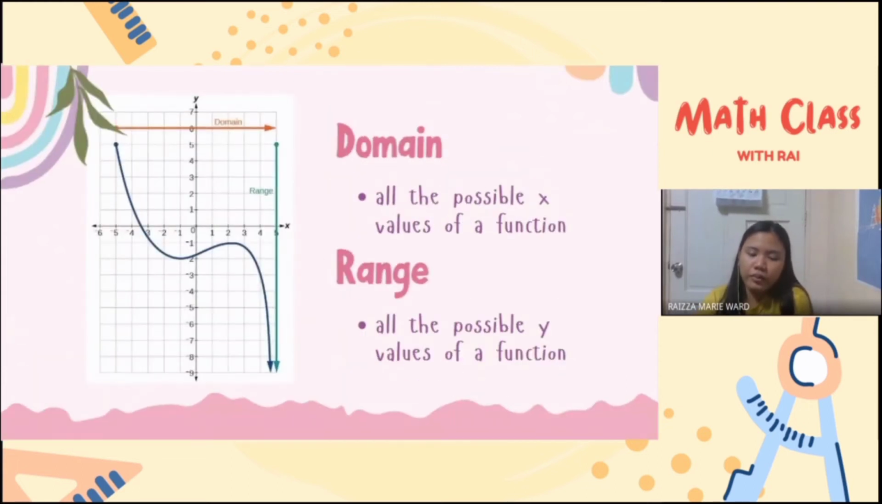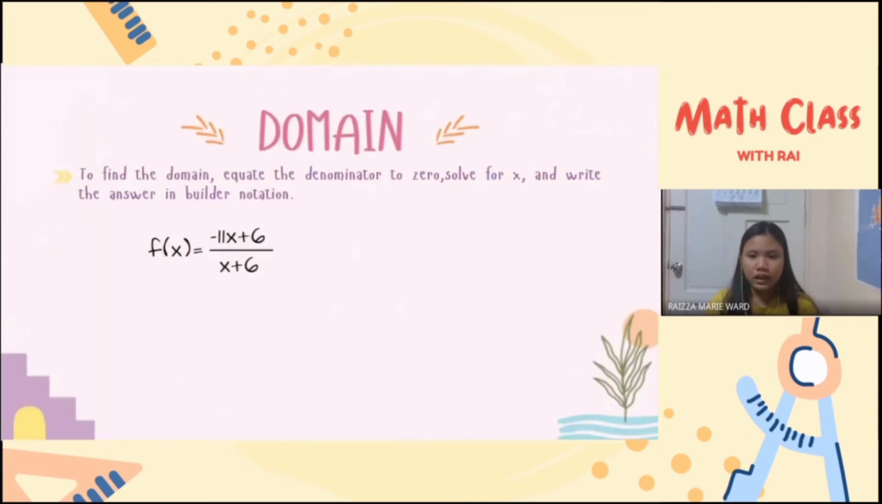Let's move on to domain and range. Domain is all the possible x values of a function, while range is all the possible y values of a function. Let's start off with the domain. To find the domain, equate the denominator to 0, solve for x, and write it in builder notation. Similar given to the previous ones.